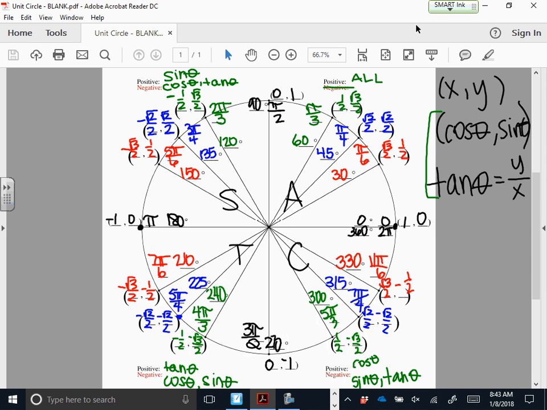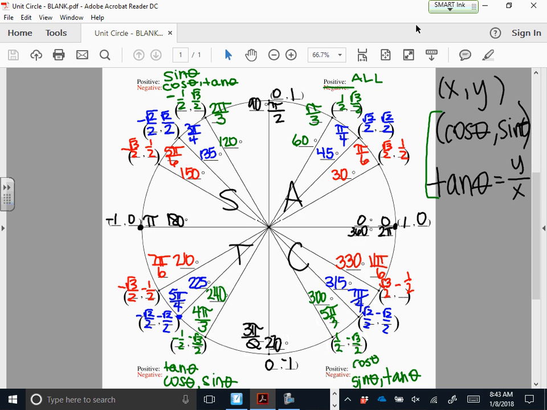Okay, now be careful with these reciprocal functions. What's the reciprocal of 1? 1. So if the sine of pi over 2 is 1, then the cosecant of pi over 2 is also 1. But here's where we've got to be careful. The cosine of pi over 2 is 0. What's the secant of pi over 2?